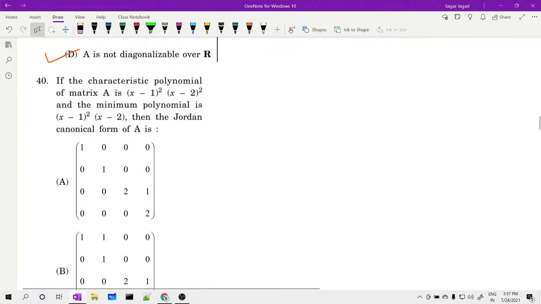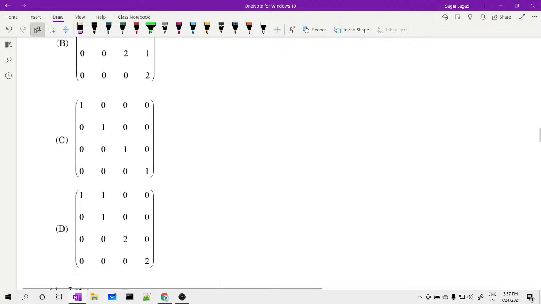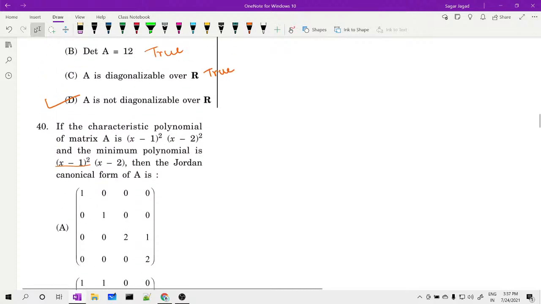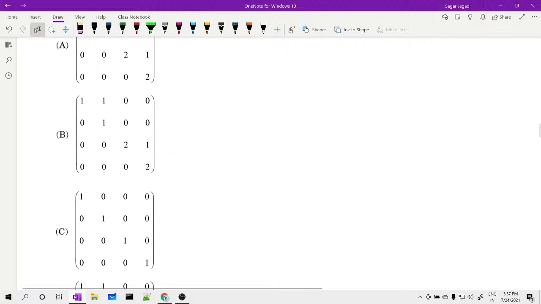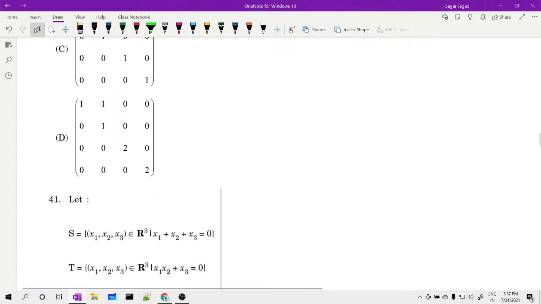Okay. If the characteristic polynomial of the matrix A is this, and the minimal polynomial is this, then the Jordan canonical form for A is what? Okay. So I know for A there will be 2, 1, and the maximum size of the block is 2. So either B or D should be correct. Let's see the other one. There is 2, and the maximum size is 1. In B the size is 2, and in the other this size is 2, so this cannot be the correct one. So the option, this is right, option B.